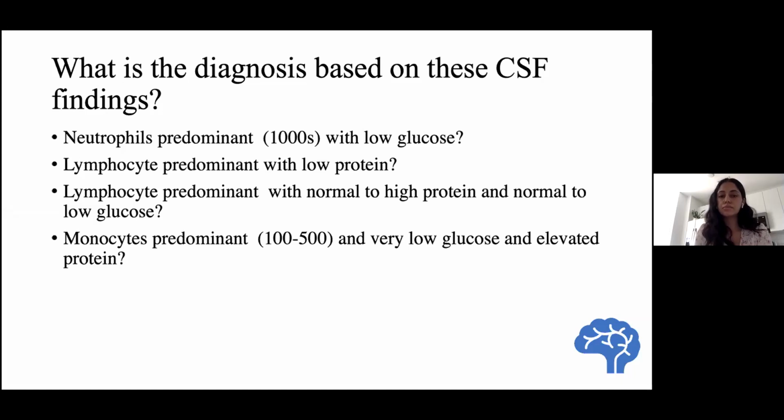What if they were lymphocytic predominant but had normal to high protein and normal to low glucose? What are you thinking then?